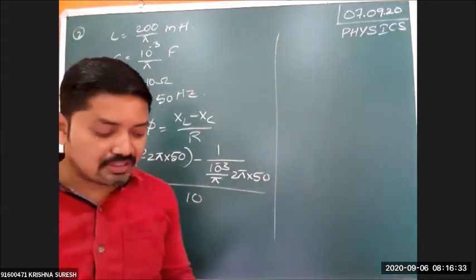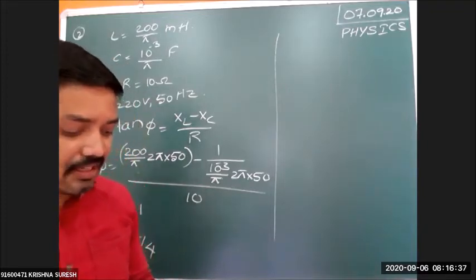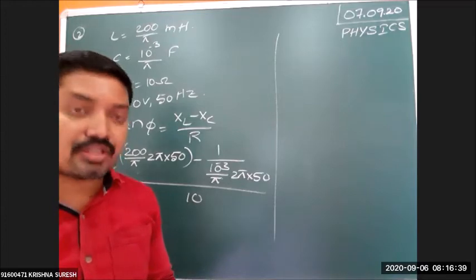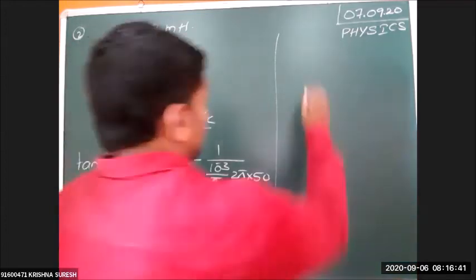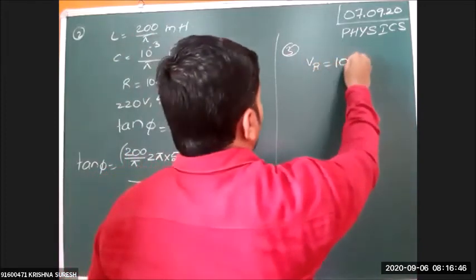Next, question number 3. In a series LCR circuit, the voltage across R is 100 volts. So VR is equal to 100 volts.